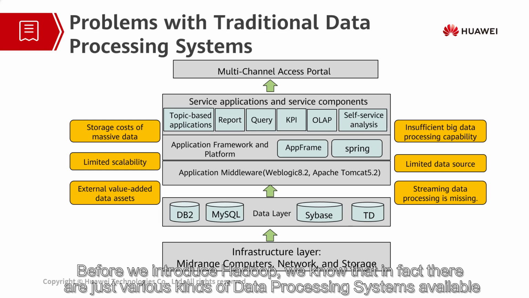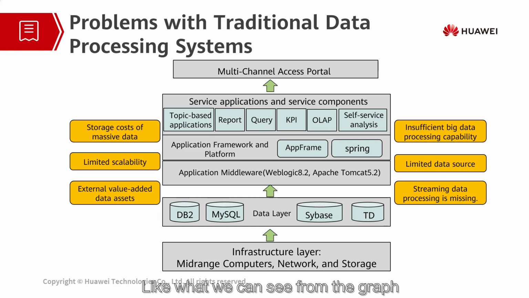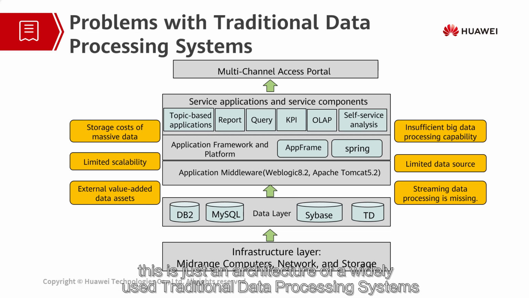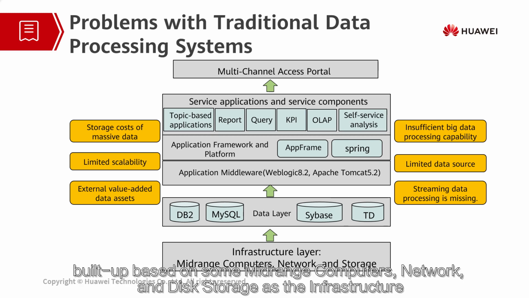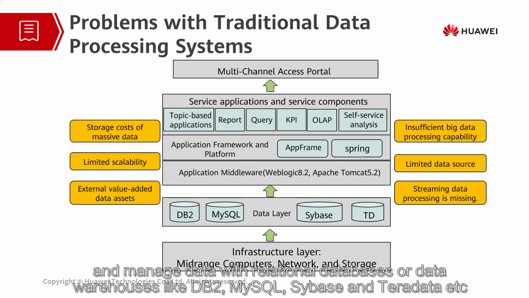Before we introduce Hadoop, we know that, in fact, there are various kinds of data processing systems available. Like what we can see from the graph, this is an architecture of a widely used traditional data processing system built based on mid-range computers, network, and disk storage as the infrastructure, and manages data with relational databases or data warehouses like DB2, MySQL, Sybase, and Teradata, etc.